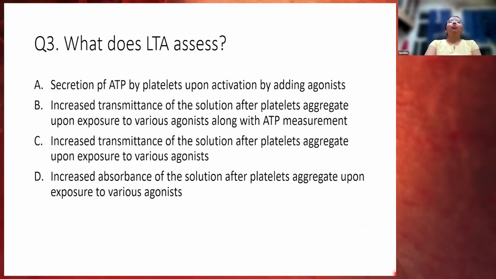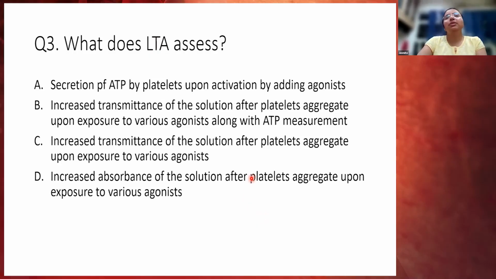Now, question number 3 is, what does light transmittance aggregometry assess? Does it assess the secretion of ATP by platelets upon activation by adding agonists? Does it assess increased transmittance of solution after platelets aggregate upon exposure to various agonists along with the ATP measurement? Does it assess increased transmittance of solution after platelets aggregate upon exposure to agonists? Or does it measure increased absorbance of solution after platelets aggregate on exposure to various agonists?